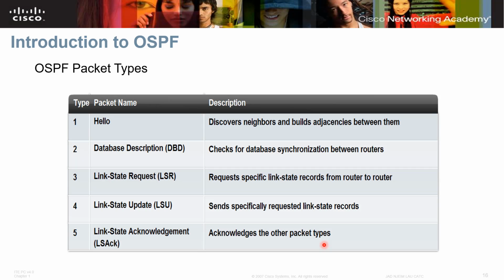So if I send a request, I will reply with an acknowledgement. If I send some database description, I will reply with an acknowledgement. So this is just an acknowledgement packet to make sure that I received the packet correctly. That is to acknowledge the other types of packets. Okay, so these are the main types of packets for OSPF, Open Shortest Path First.